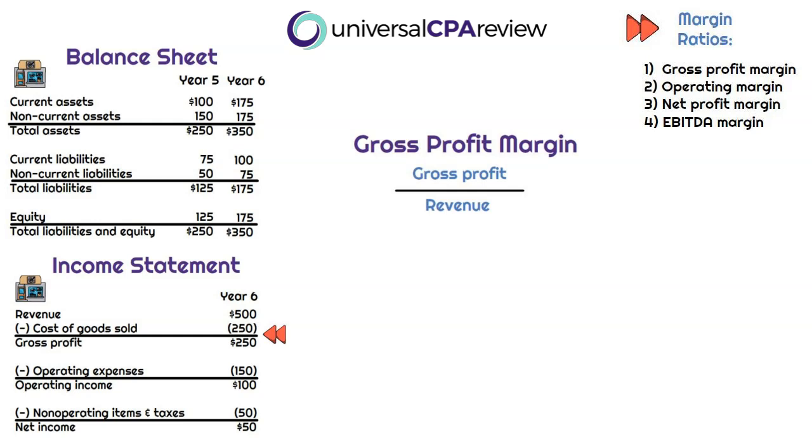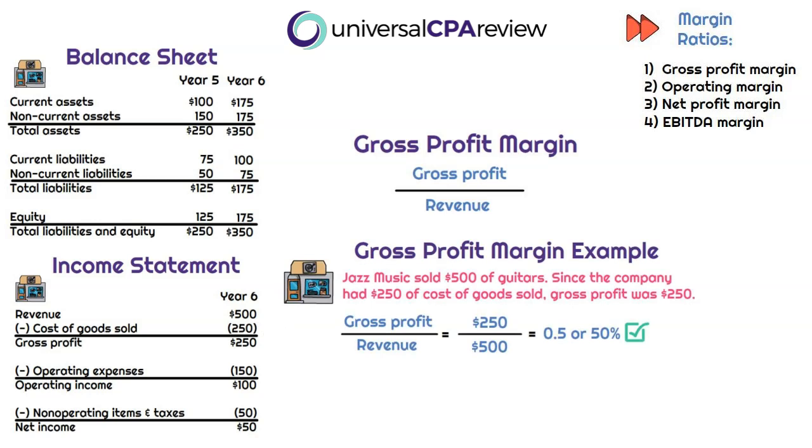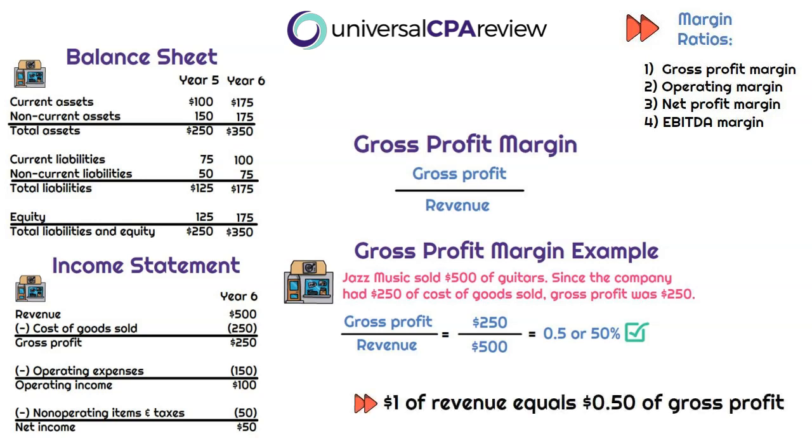Now we can take the gross profit margin to understand how much of every dollar of revenue equates to gross profit. So what we can do here, right, we see the formula, it's just gross profit divided by revenue. So in our example, it says that Jazz Music sold $500 of guitars. Since the company had $250 of cost of goods sold, that means gross profit was $250. So take that $250 of gross profit, divide by revenue of $500, and that equals 0.5 or 50%. So that tells us for every single dollar of revenue the company generates, they generate 50 cents of gross profit.